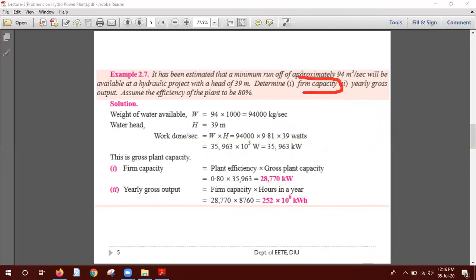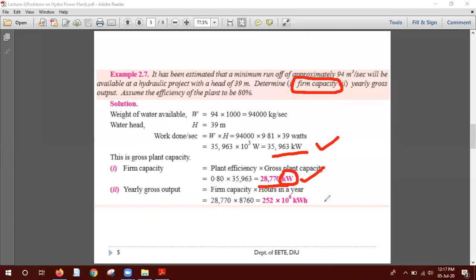Capacity is always in power. My student, capacity is always in power. You will find it in kilowatt. But when they say yearly gross output, capacity is the capacity of the power station, but output means the electricity output. And the electricity output is definitely calculating the energy. But how much energy do we get from this capacity of the hydroelectric power plant? So for yearly gross output, we know that the capacity is 28,770 kilowatt. So we just have the power.